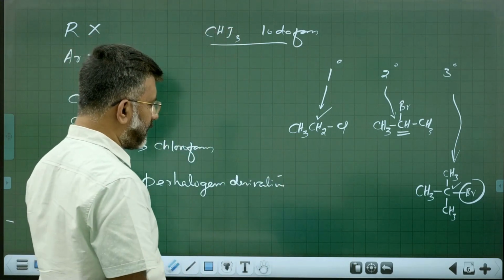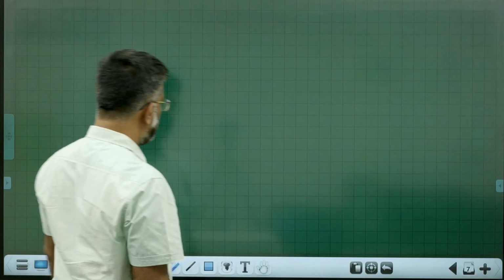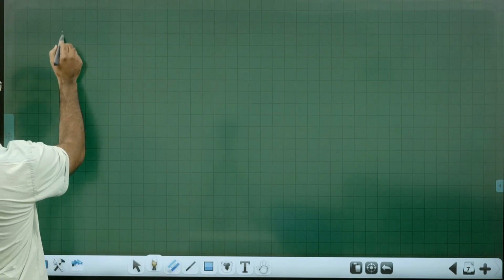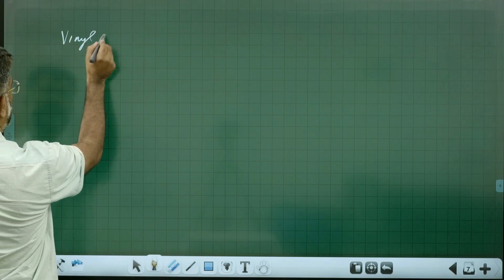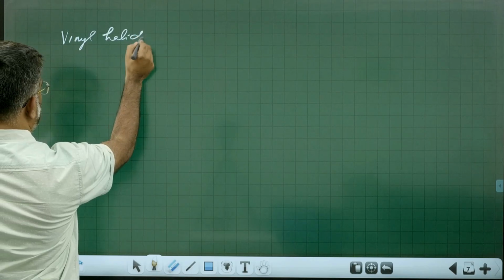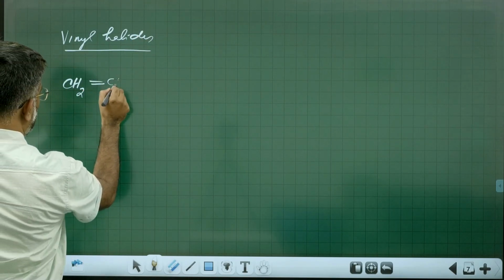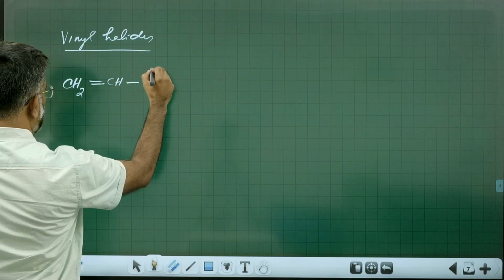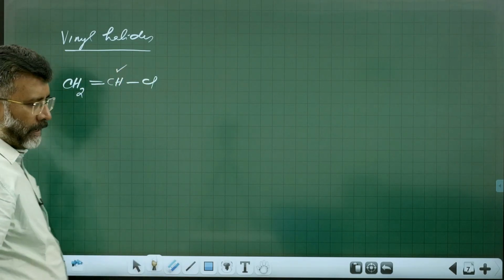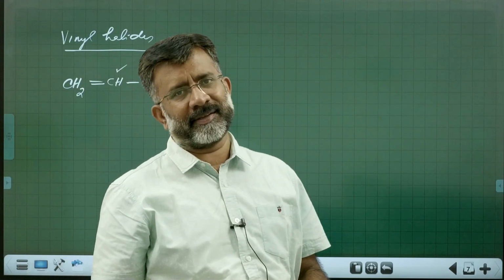Another important class of compound that many of you may remember, vinyl halides. What is a vinyl halide? Vinyl chloride, CH2=CHCl. The halogen atom is connected to an sp2 carbon. That is a vinyl halide.